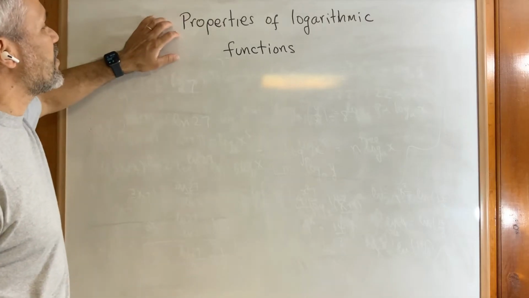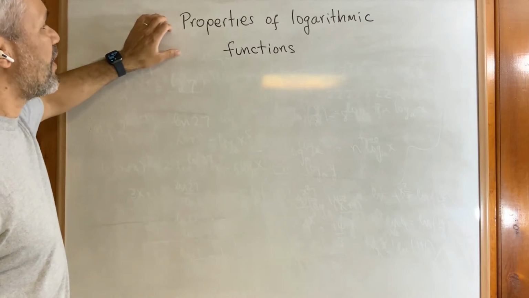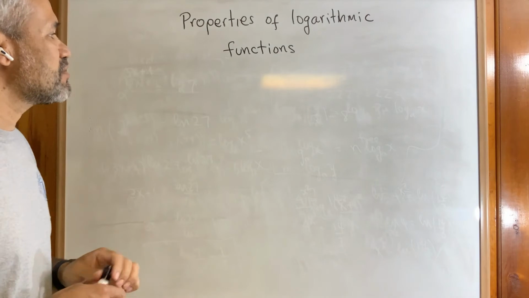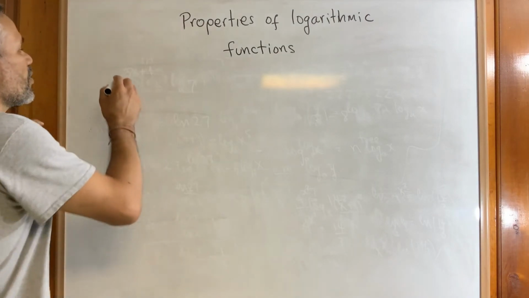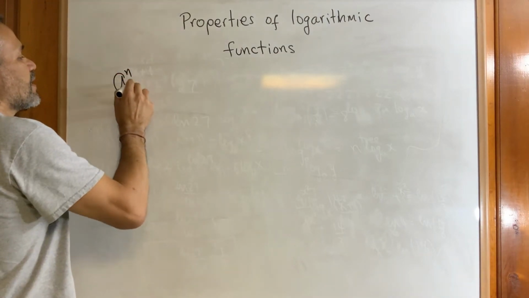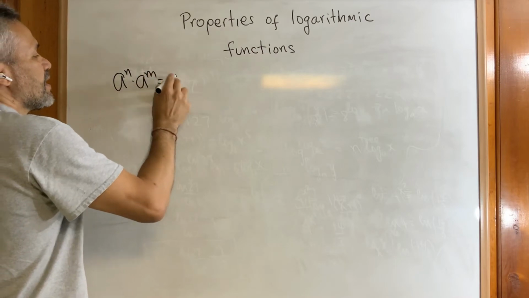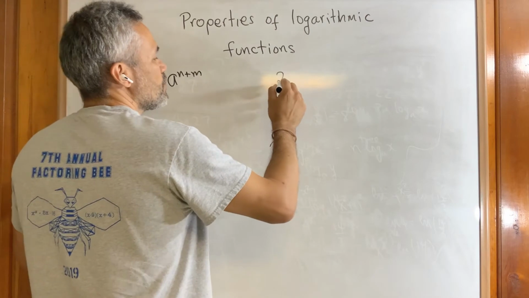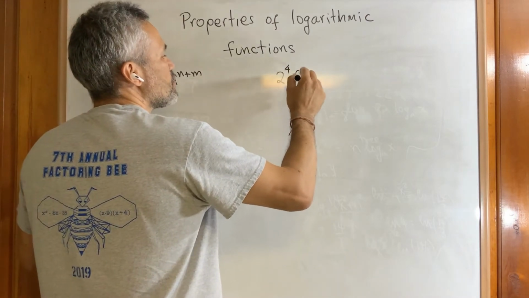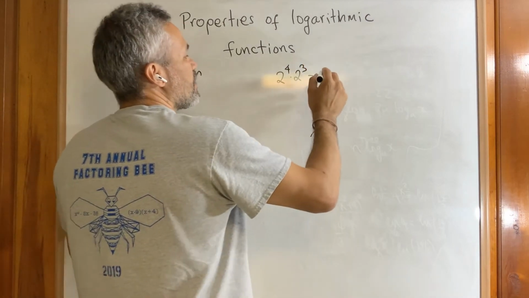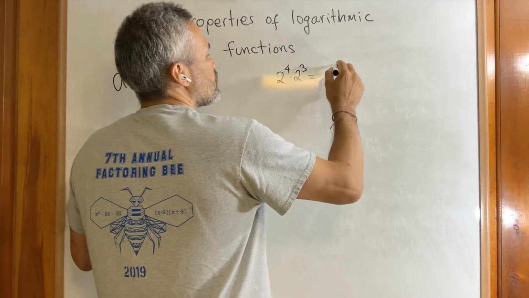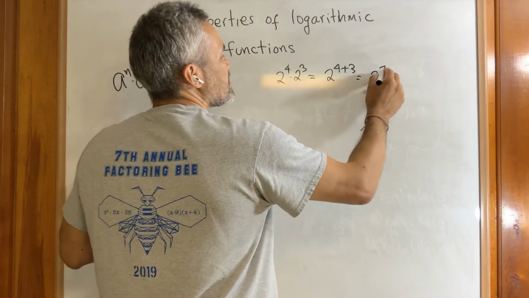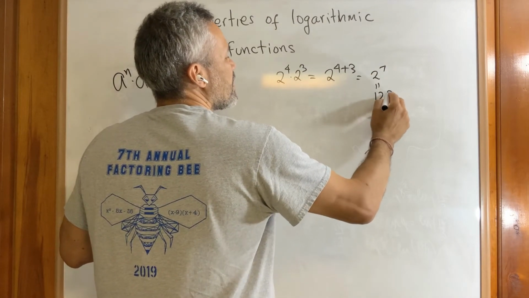In this video, we will see some properties of the logarithmic functions, and we will see that they go one-to-one with properties of exponential functions. For example, we know that a to the n times a to the m is a to the n plus m. For example, we have 2 to the 4 times 2 to the 3. This is equal to 2 to the 4 plus 3. Let's see this. This is 2 to the 7, which is 128.